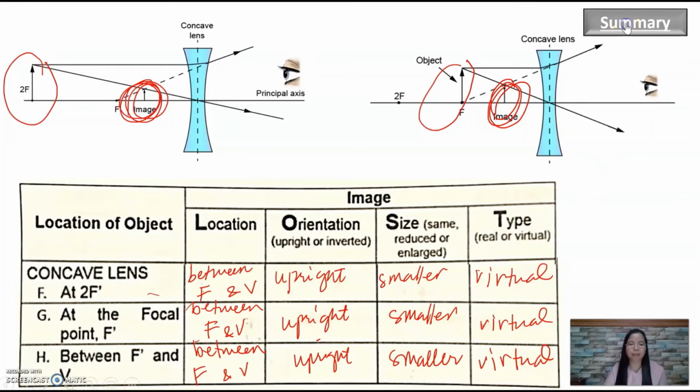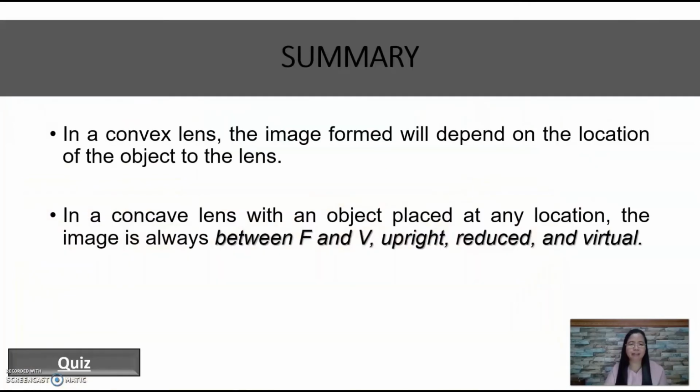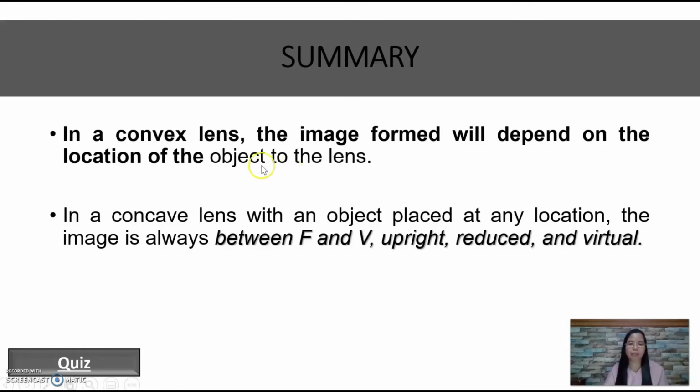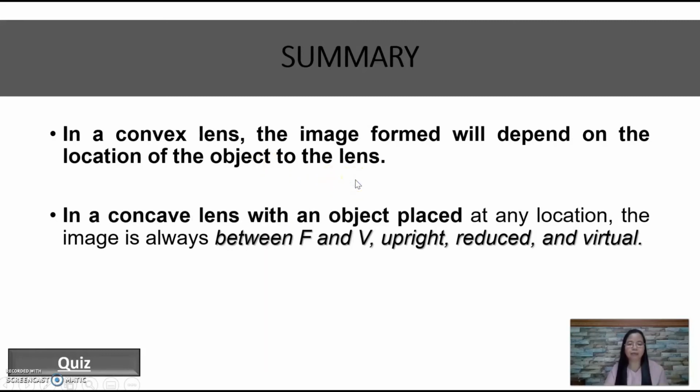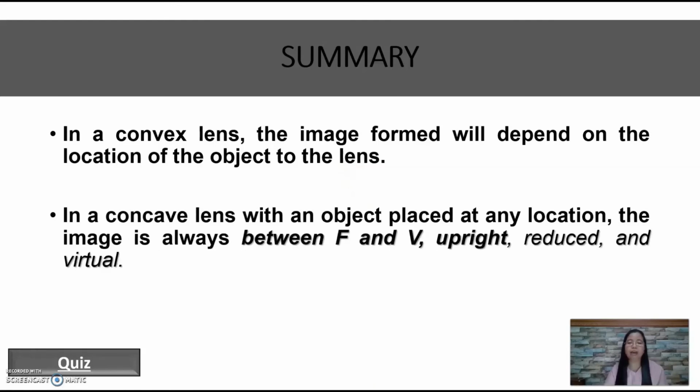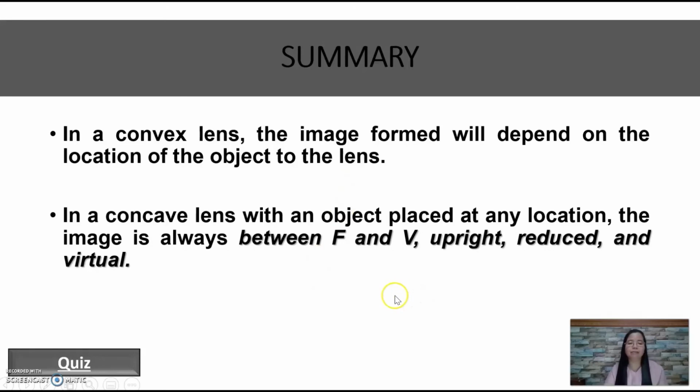So to wrap up the lesson discussed, let's take a look at these two statements. Let's just read all together. Let's start with the first statement. In a convex lens, the image formed will depend on the location of the object to the lens. Now let's take a look at the second statement. In a concave lens with an object placed at any location, the image is always between F and V, upright, reduced, and virtual.